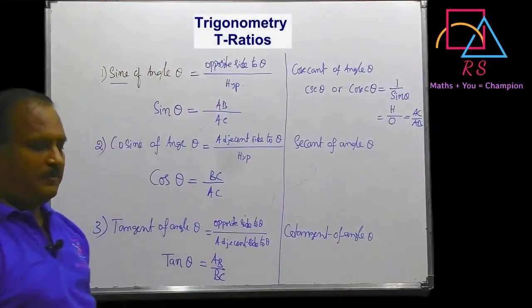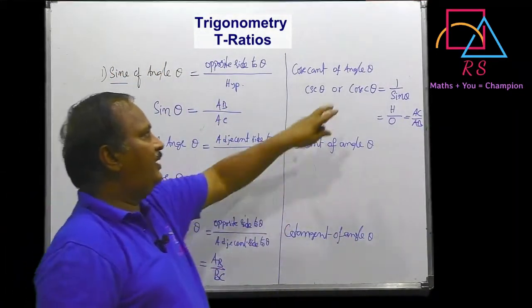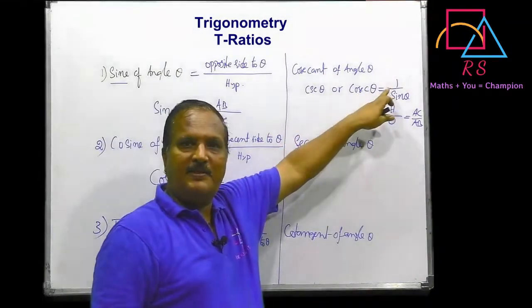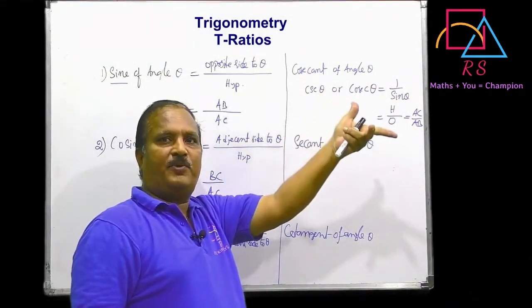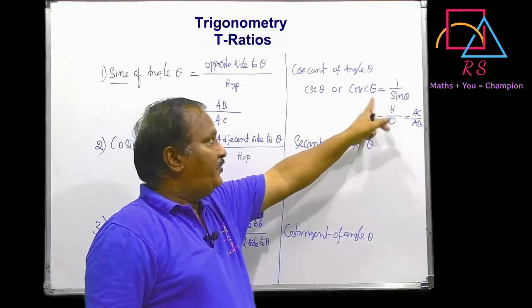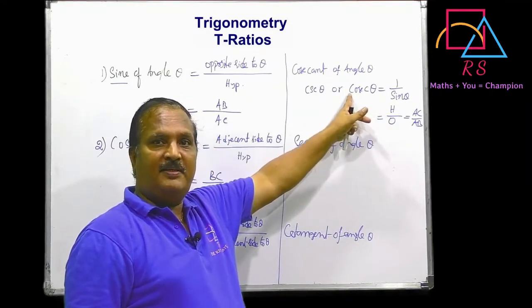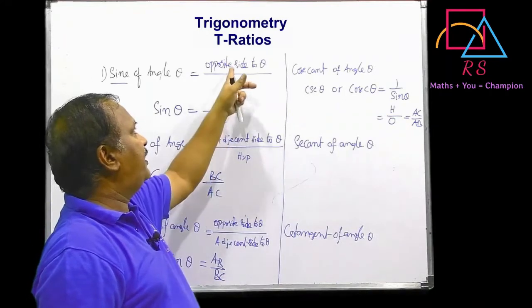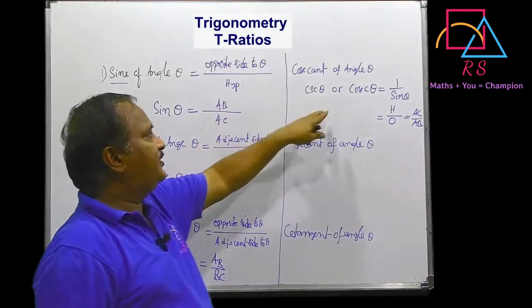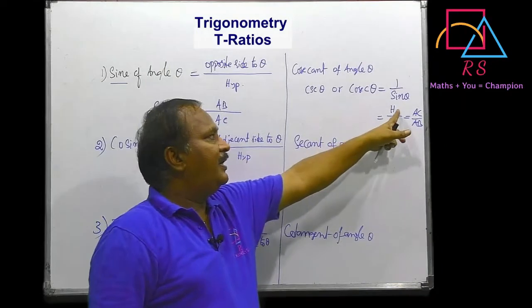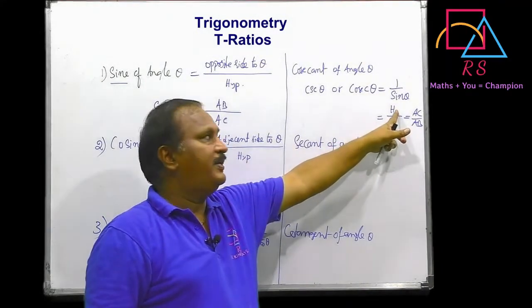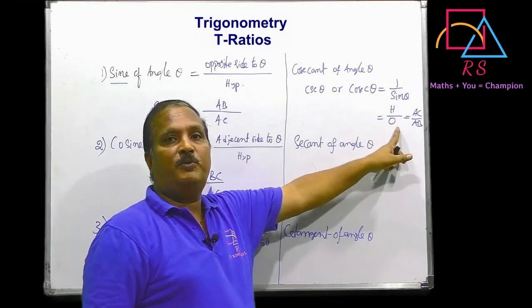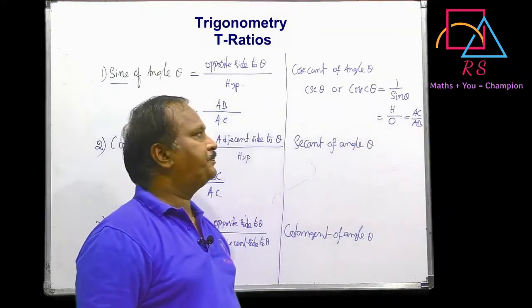In three ways you can remember. One is cosecant theta, 1 upon sine theta, already you know, just reciprocal it. So, if you want a definition of cosecant, you take the reciprocal of sine, hypotenuse upon opposite side. So, the definition of cosecant is the ratio between hypotenuse and the side opposite to the angle.